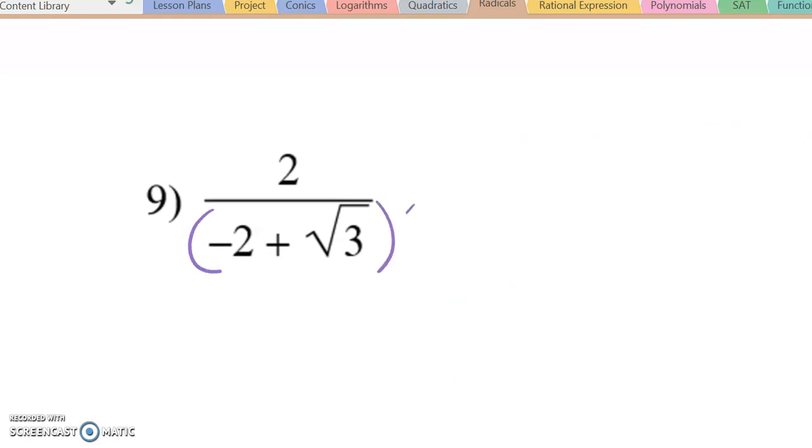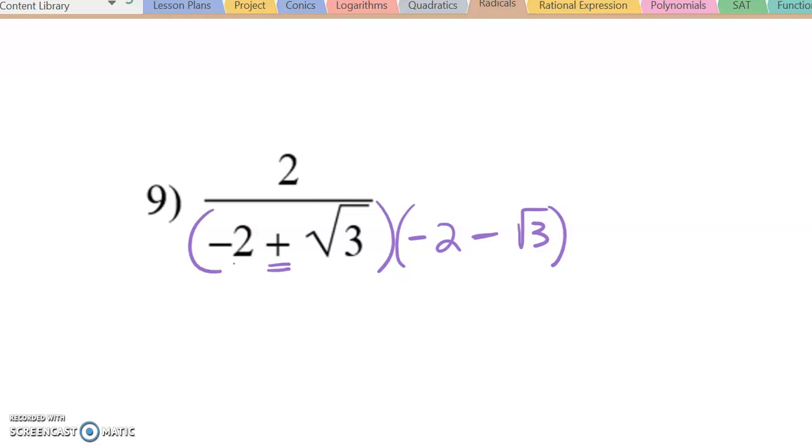So to get rid of a group, I need a group. I use the exact same group. So if that's negative, this is negative, whatever. The only thing that changes is the middle. And that's what we call a conjugate.